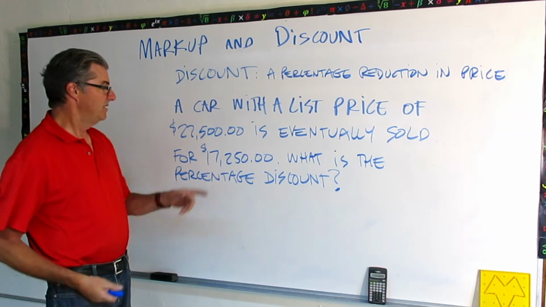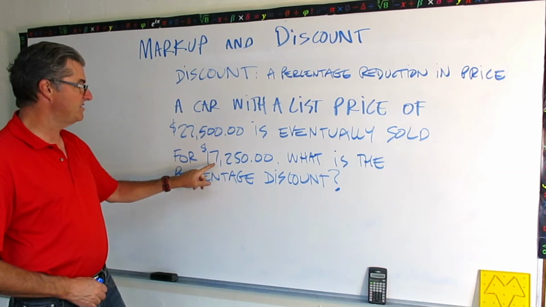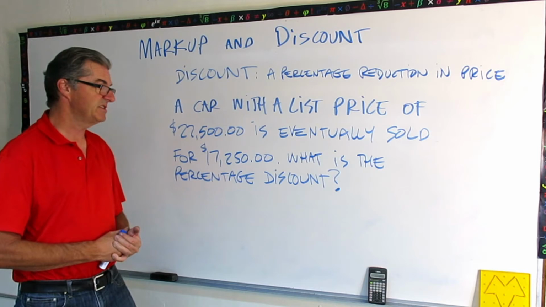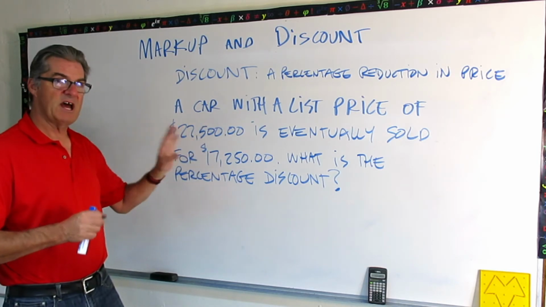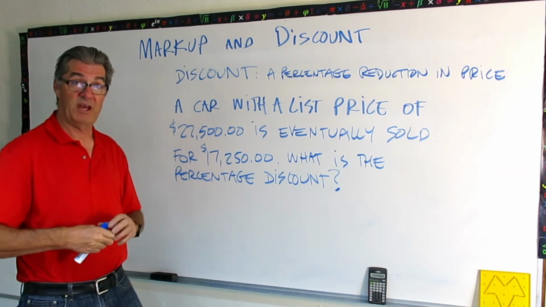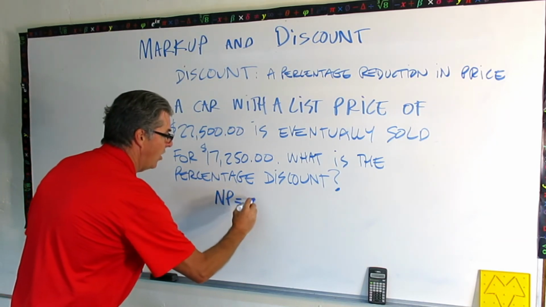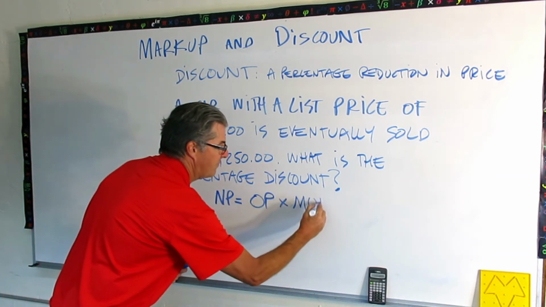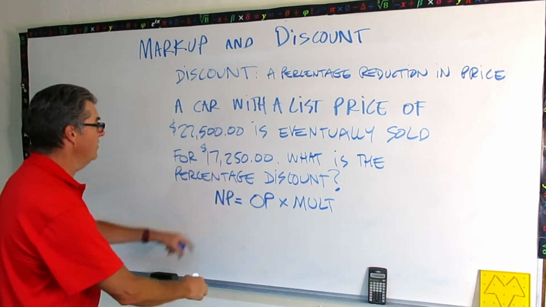So let's say that happened. The car on the lot was $22,500 and you acted interested and eventually negotiated down to $17,250. Pretty nice little discount. Let's find out what the percentage discount is, which is indeed this problem. In a problem like this, you might not know exactly what to do, but just remember you can write an equation. The new price, NP, is always the old price, OP, times the multiplier. Now we don't know what the multiplier is, but we know these two things.